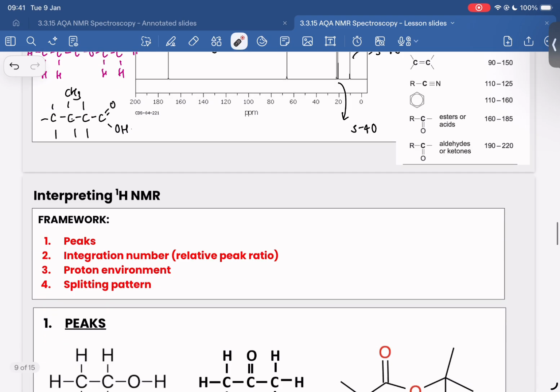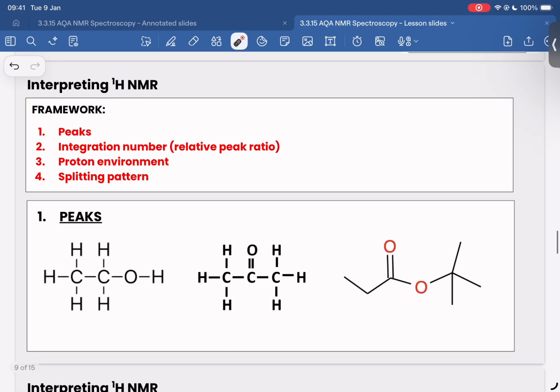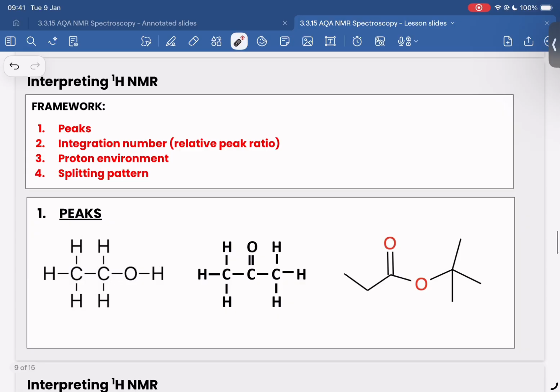Okay, so let me quickly move on to proton NMR. Proton NMR is just a bit more difficult, so that's why I want to spend a bit more time on that. So how I'm going to look at it is in 4 stages. We're going to look at peaks again, integration number, proton environment, splitting pattern. And I'm going to go through what each of these mean as well, hopefully.